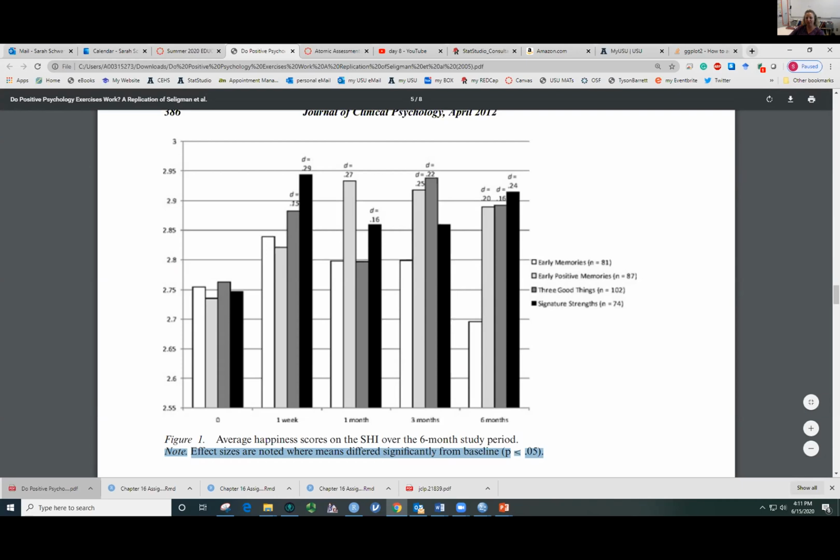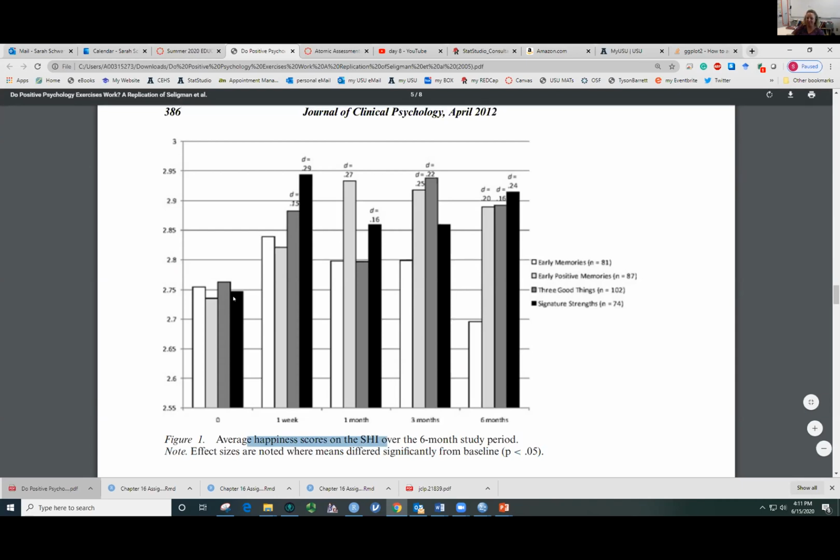What do you notice at baseline? Now, this is the happiness scores. At baseline, the four groups are about the same happy.